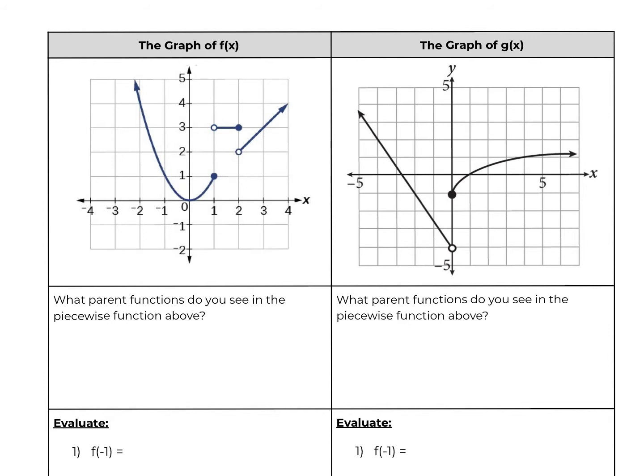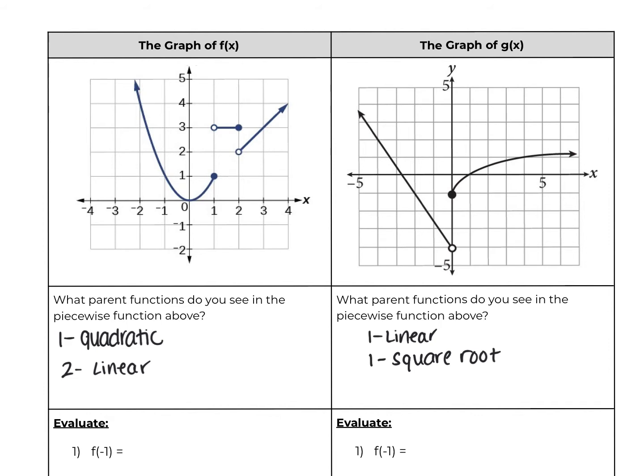So in this one, we have a quadratic, and we have two linear functions. Right, so one quadratic and two linear. How about the graph of g of x? We have one linear function and we have one square root function. Maybe it looks like it's been shifted a little bit, but just to recap, here's my quadratic, my two lines, here's my line, and here's my square root.